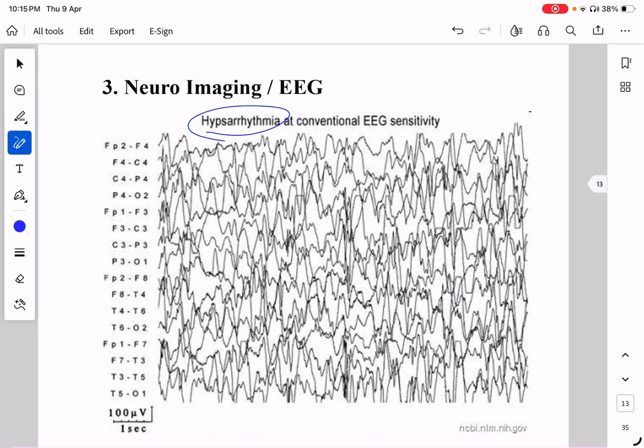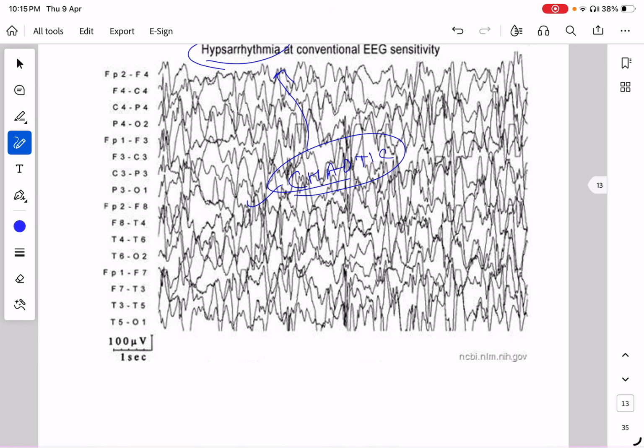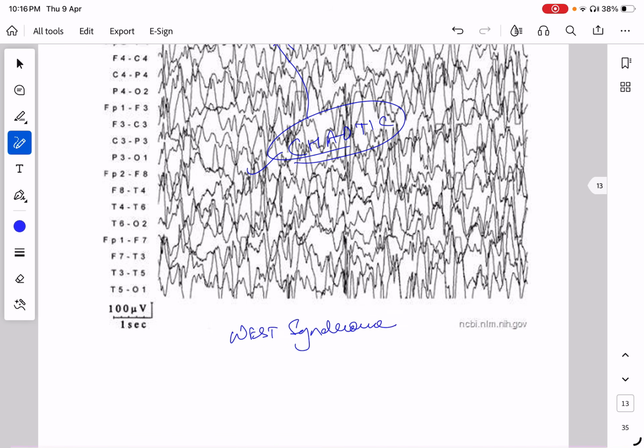Now this is the EEG finding. This is hypsarrhythmia. If you look at the EEG, it's basically chaotic. No particular rhythm or background activity is visible. So chaotic EEG is characteristic of hypsarrhythmia, and this is seen basically in infantile spasm or West syndrome. So hypsarrhythmia is seen in West syndrome.